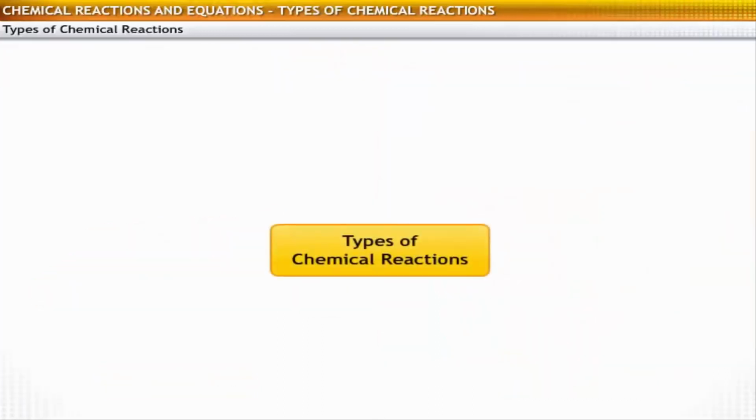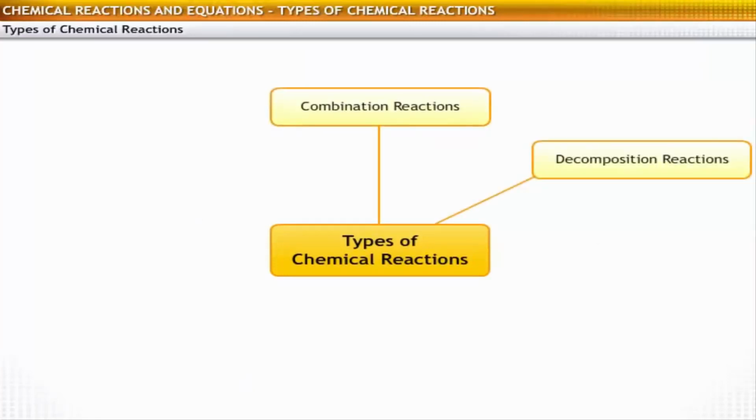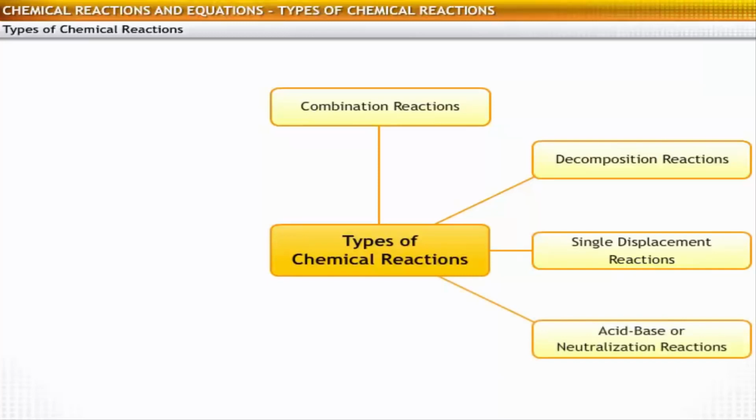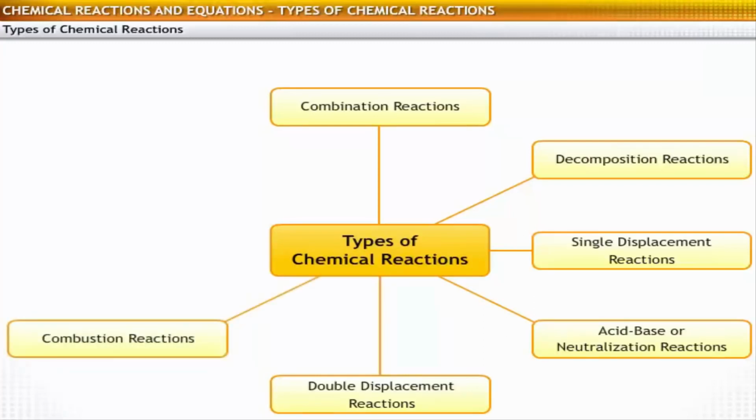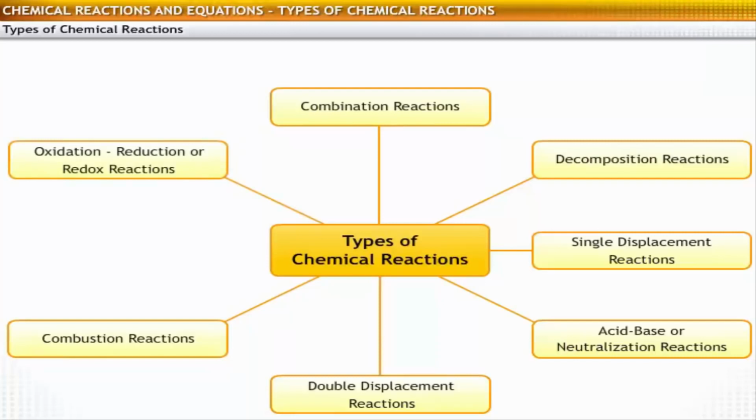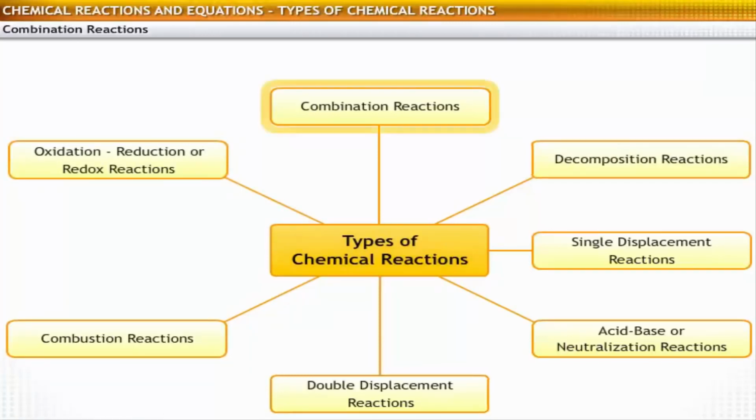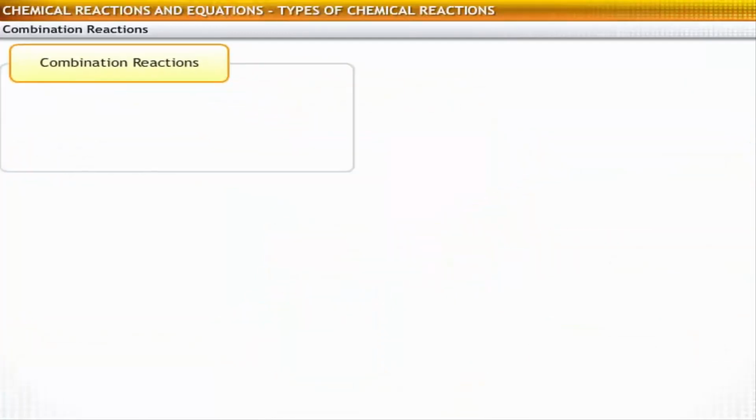Chemical reactions can be classified into following types: combination reactions, decomposition reactions, single displacement reactions, acid-base or neutralization reactions, double displacement reactions, combustion reactions, and oxidation, reduction, or redox reactions. Let us begin with combination reactions.